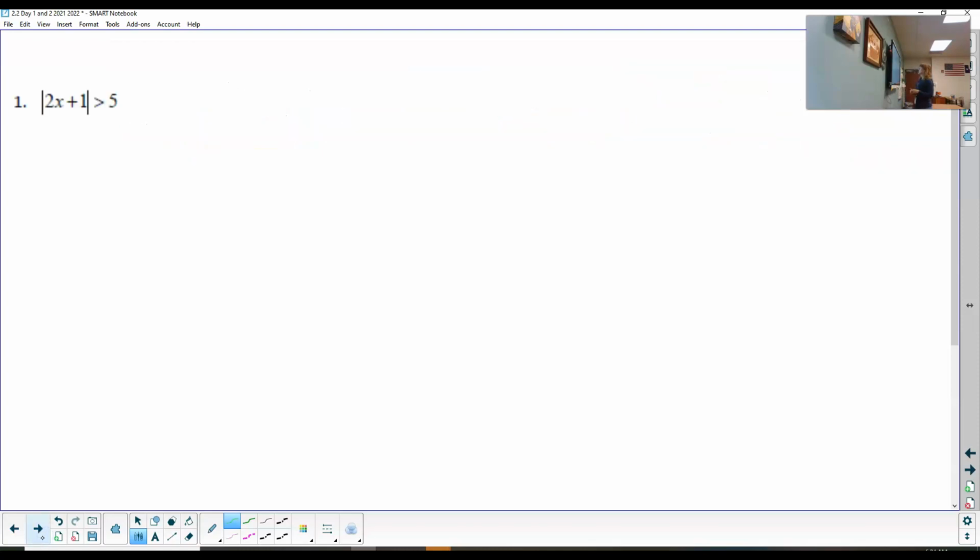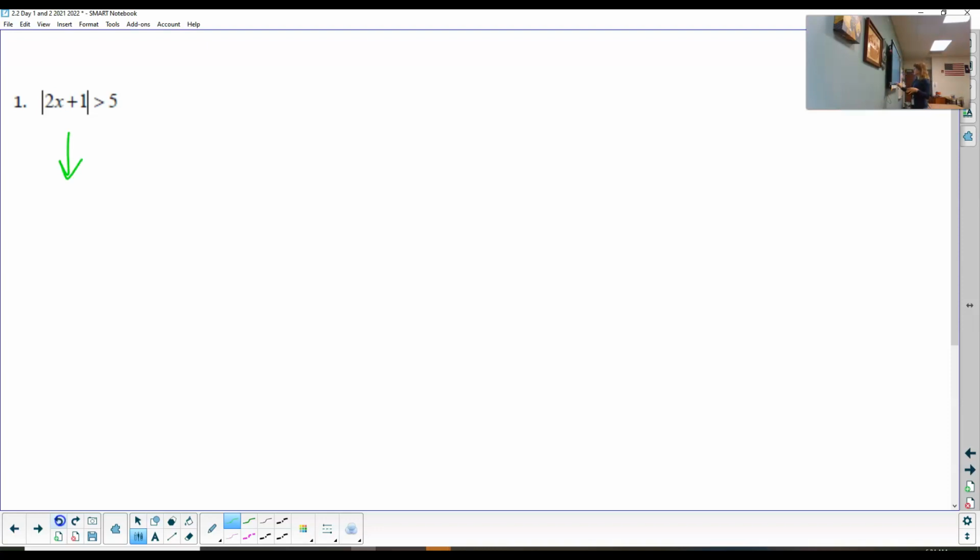Okay, so for this first example, the first thing we are always going to determine is if it's an and statement or an or statement. We know this is an or statement because the absolute value bars are open towards the bars. So I'm just going to go ahead and solve this like it's an equation. Then I'm going to come back and address the inequality symbol.